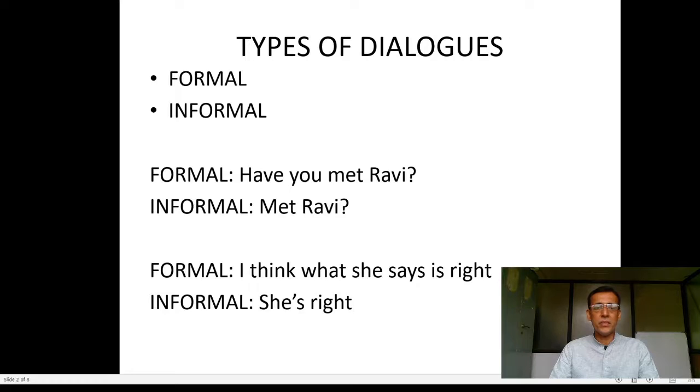As you can see here, there are a few examples. In formal dialogues, you may say, "Have you met Ravi?" But the same sentence is expressed in a different way in an informal dialogue where you just say, "Met Ravi." Similarly, in a formal situation, you may say, "I think what she says is right." But in an informal situation, you may just say, "She's right." So this is how we compose dialogues in formal and informal situations.